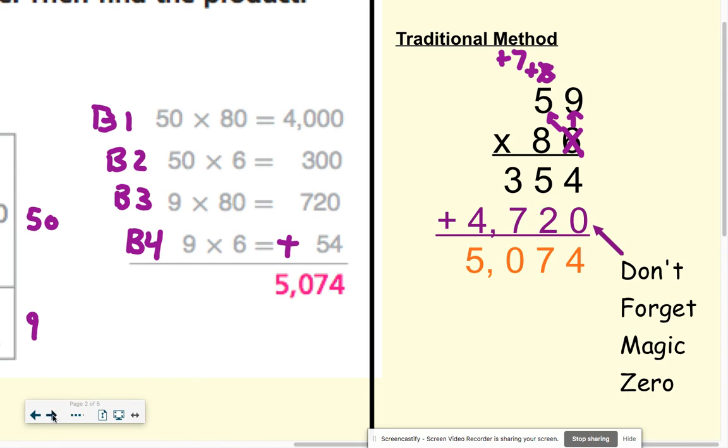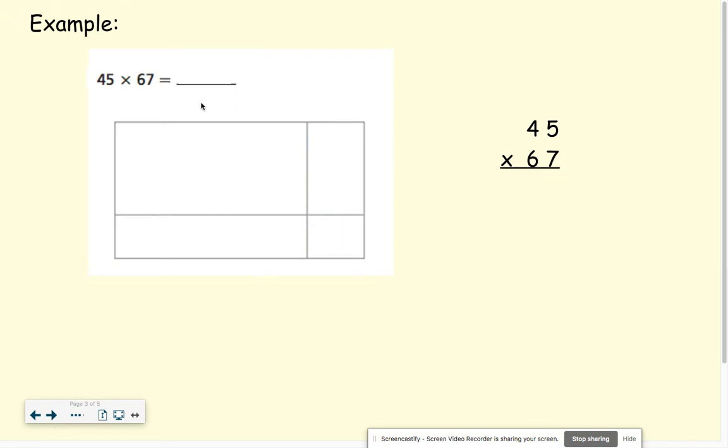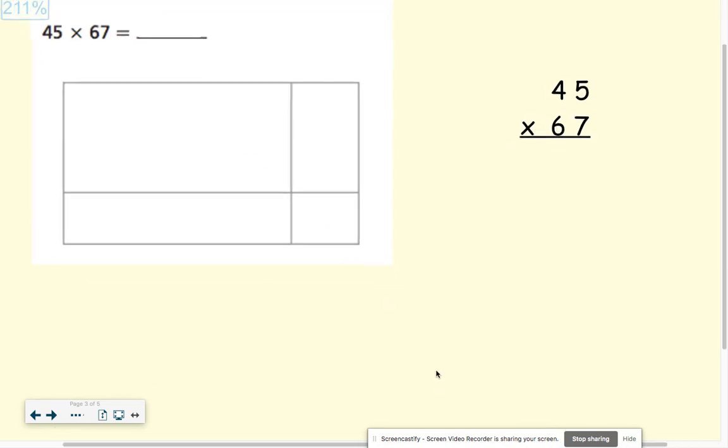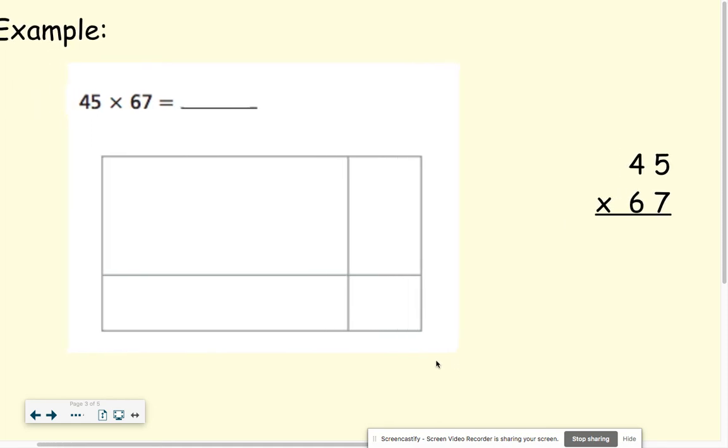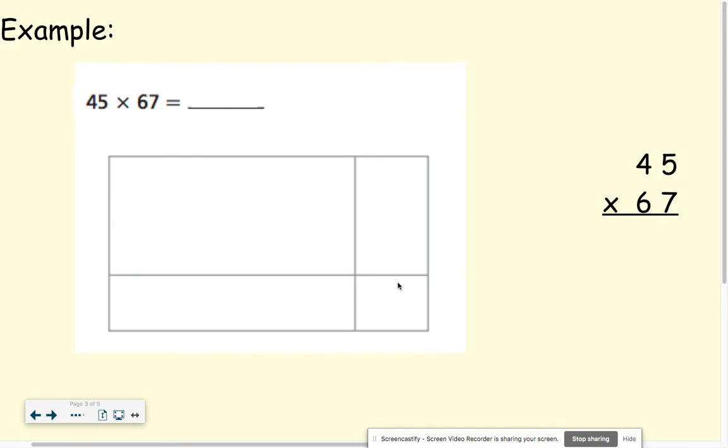Let's look at another example. All right, in this problem, I set it up so that you can do it the traditional method or the area model. For the area model, we're going to first expand 45. We have two digits, so 40 needs its spot, plus 5 needs its spot. Notice where you have the plus sign is where your lines go. The next one is 60 plus 7.